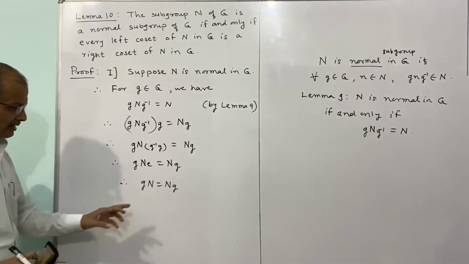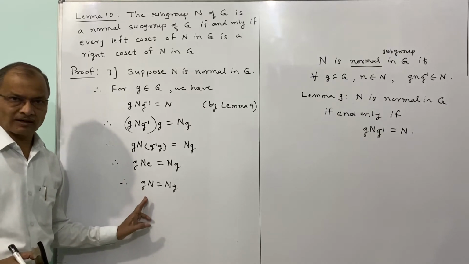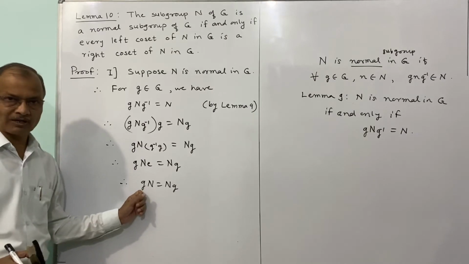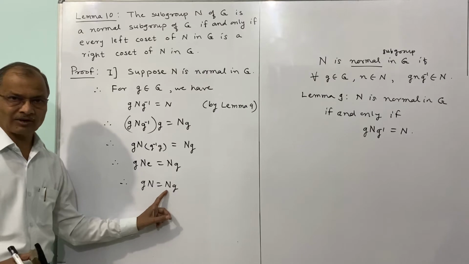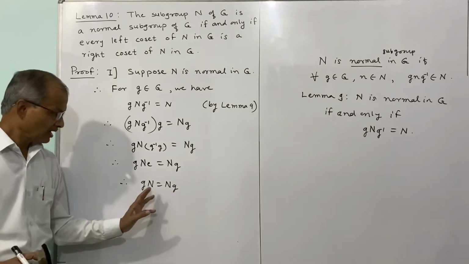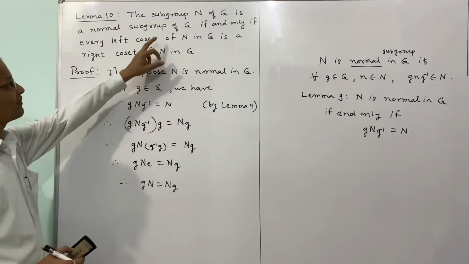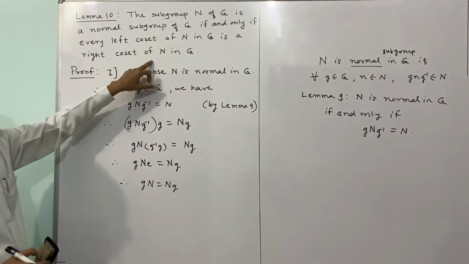And this shows that this is a left coset g N. Coset we have studied earlier. Coset means every element of N is multiplied, pre-multiplied by g, that is left coset. And this right coset means every element of N is multiplied, post multiplied by g. And thus this left coset is equal to right coset. That means every left coset of N in G is a right coset of N in G.